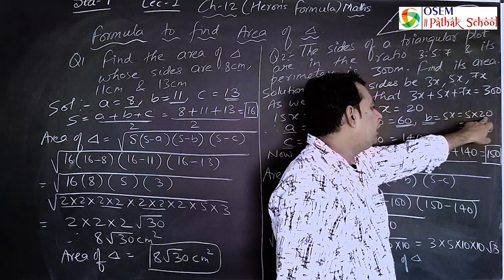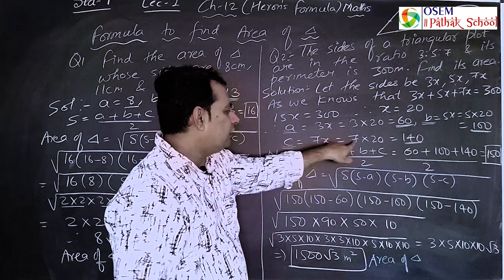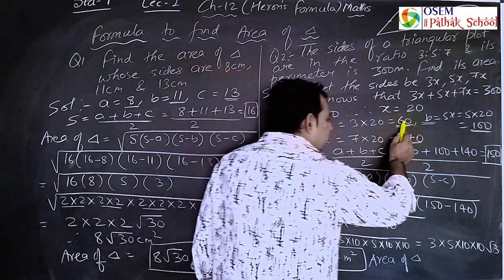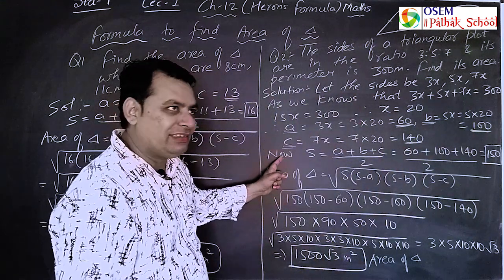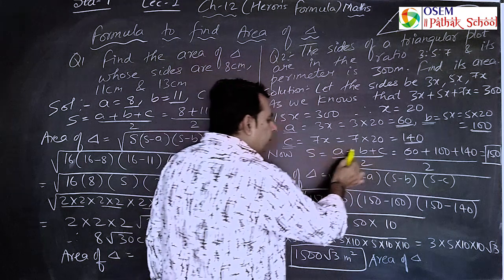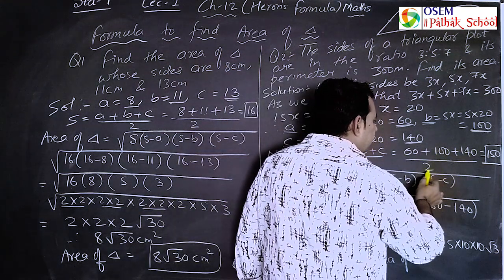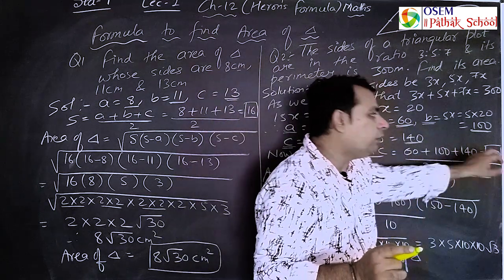5x is 5 into 20, which will be 100. And 7x is 7 into 20, which will be 140. So we got the three sides: 60, 100 and 140. Now we apply Heron's formula. S equals A plus B plus C upon 2, that is 60 plus 100 plus 140 divided by 2, that is 300 divided by 2, which is 150.